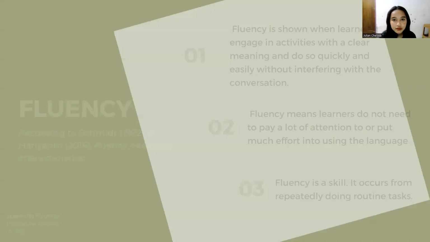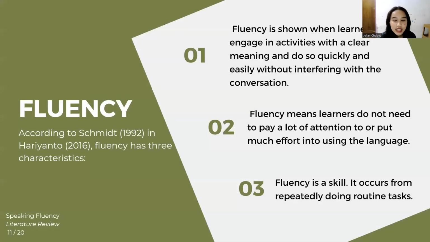According to Schmidt in Haryanto in 2016, fluency has three characteristics. The first being fluency is shown when learners engage in activities with a clear meaning and do so quickly and easily without interfering with the conversation, which means that they can speak freely without the hesitation. And the second, fluency means the learners do not need to pay a lot of attention to or put much effort into using the language because they can use the language automatically. And the third, fluency is a skill. It occurs from repeatedly doing routine tasks.